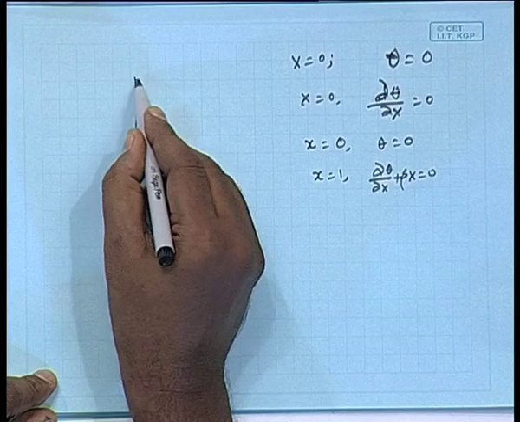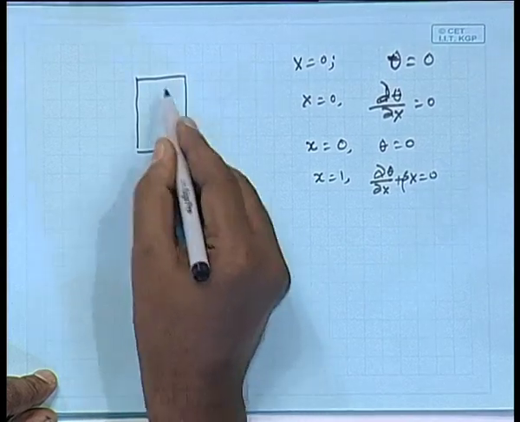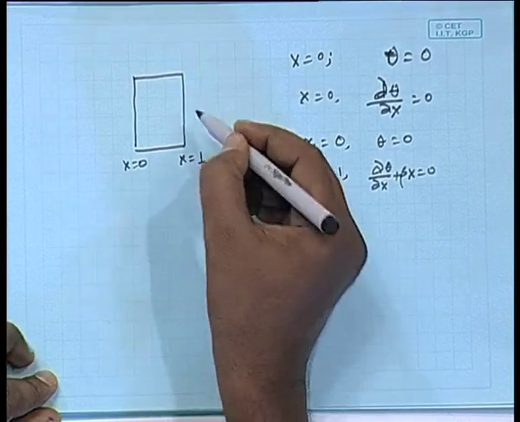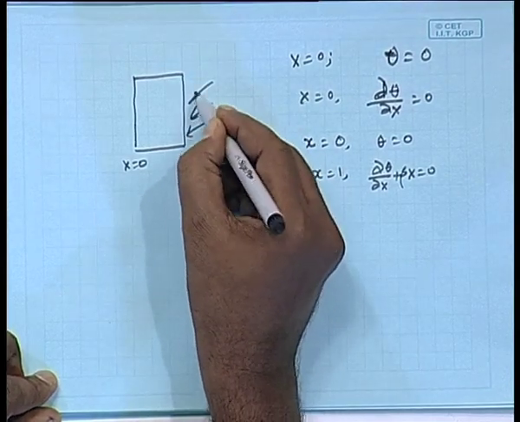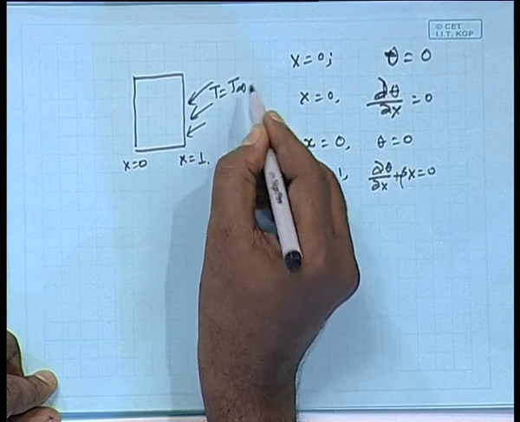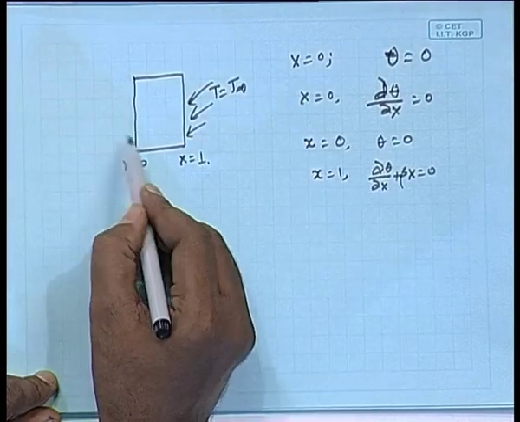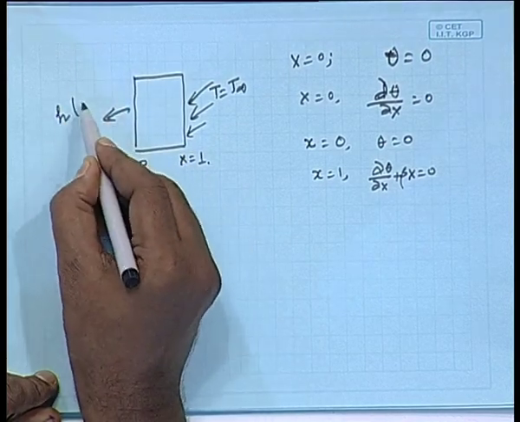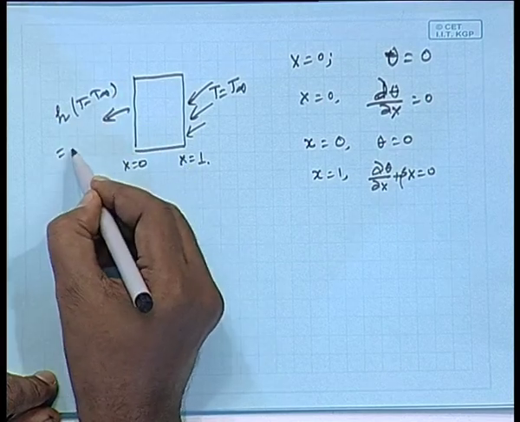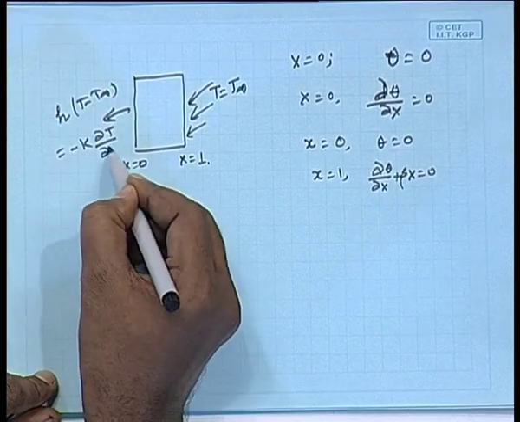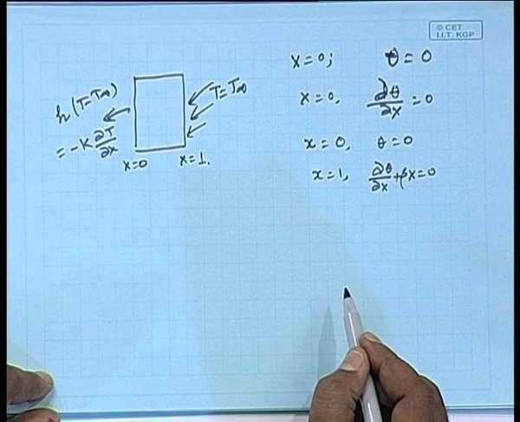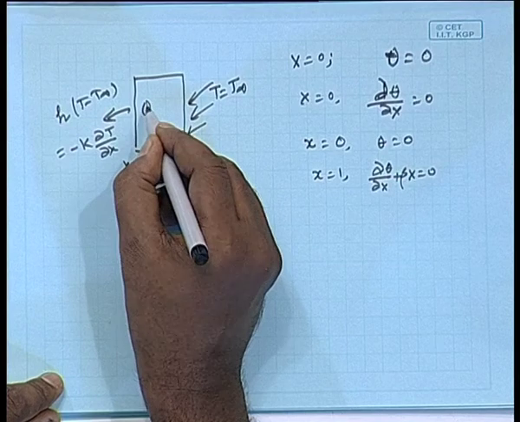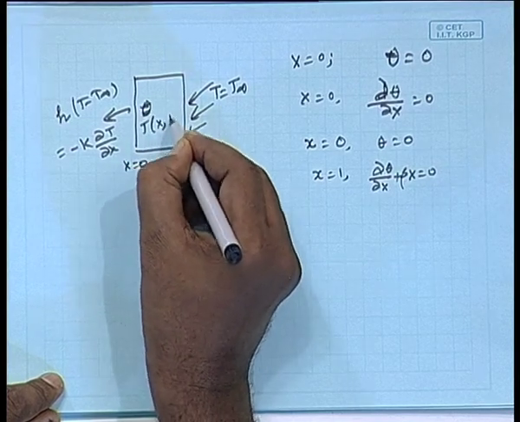Suppose your system is something like this. Let us say this is at x equal to 0, this is at x equal to 1. You are maintaining a temperature T is equal to T infinity here. This boundary is open to atmosphere. You are having a mixed boundary condition at this boundary. Now, again you are asked to find out what will be the temperature as a function of x and t within the body.